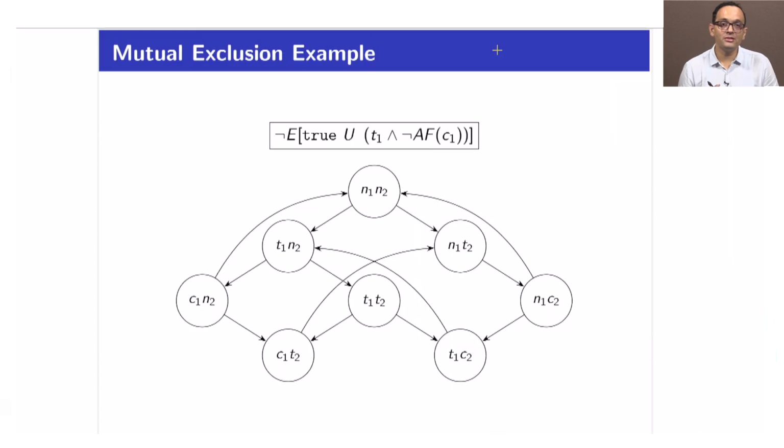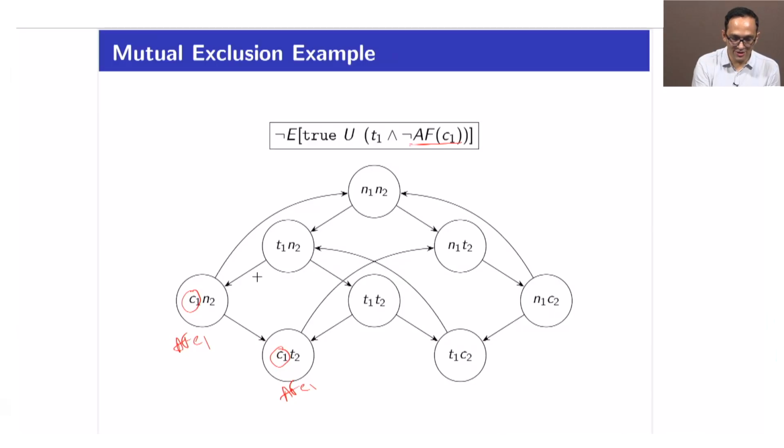I can label this graph for this particular example. What I have told you is that we already know C1, T1 and N1 hold, right, that is already given. So I have to first take AFC1, which is the sub formula. Now the states where C1 holds, AFC1 holds, right. So C1 holds here, C1 holds here, so I will write AFC1 holds here, AFC1 holds here.